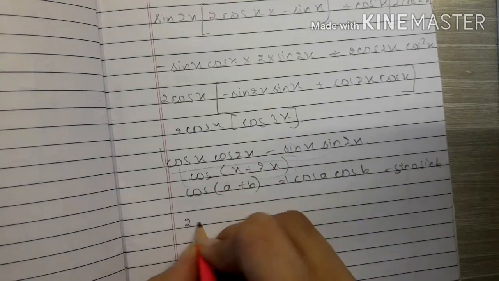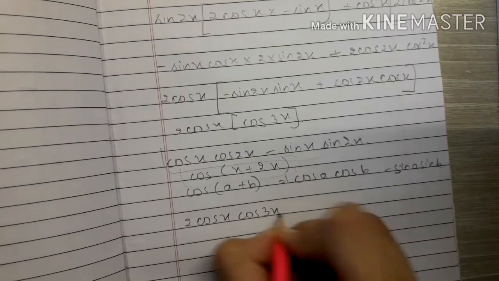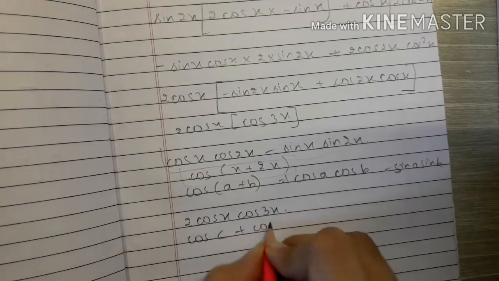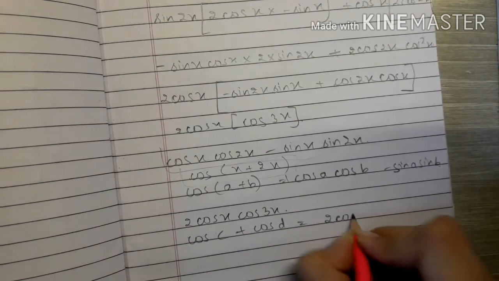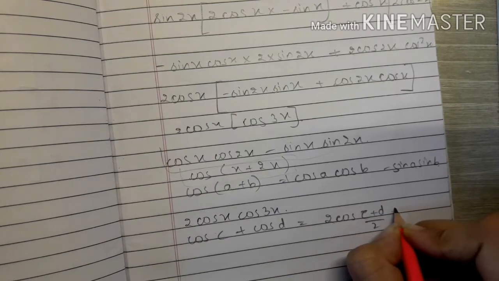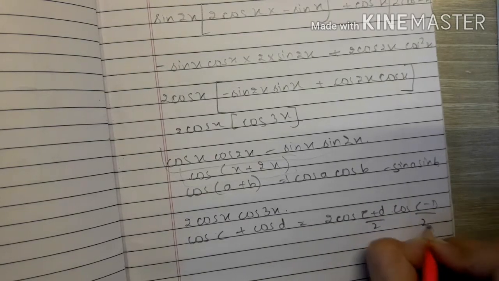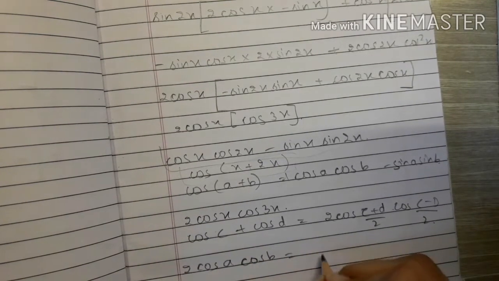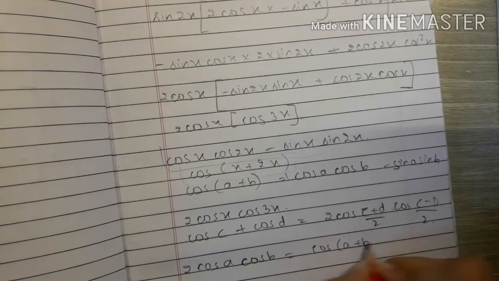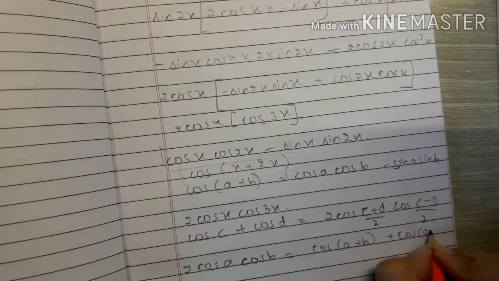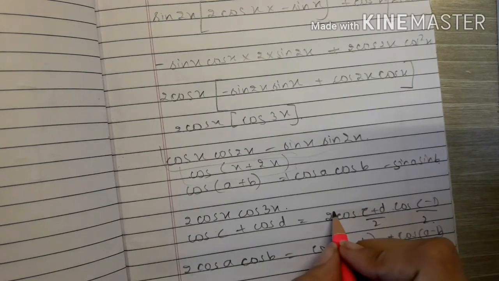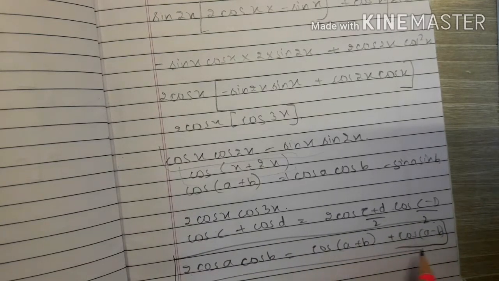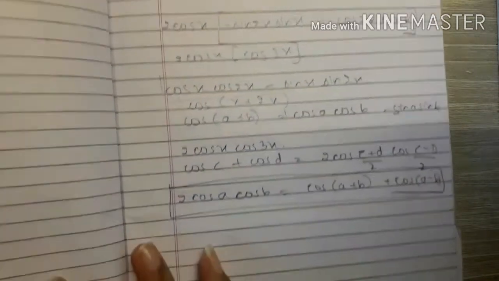So now we have 2 cos x cos 3x, and we know that cos c plus cos d is equal to 2 cos c plus d by 2 cos c minus d by 2. We know that 2 cos a cos b is equal to cos a plus b plus cos a minus b. This entire thing comes from this. So we are going to be using this: 2 cos a cos b is equal to cos a plus b plus cos a minus b. This is also written in your textbook.